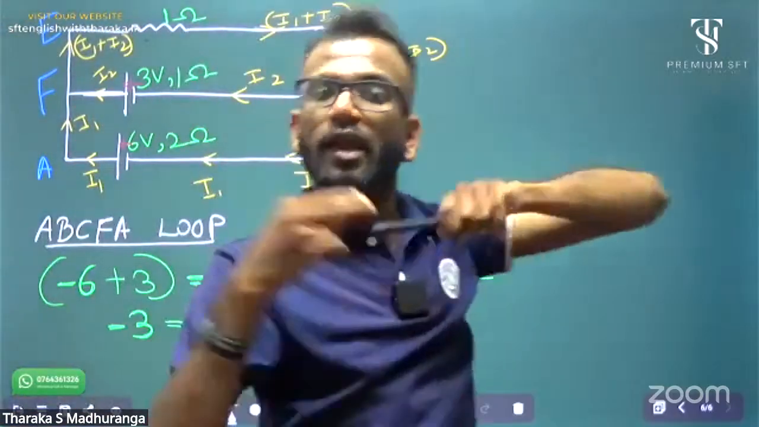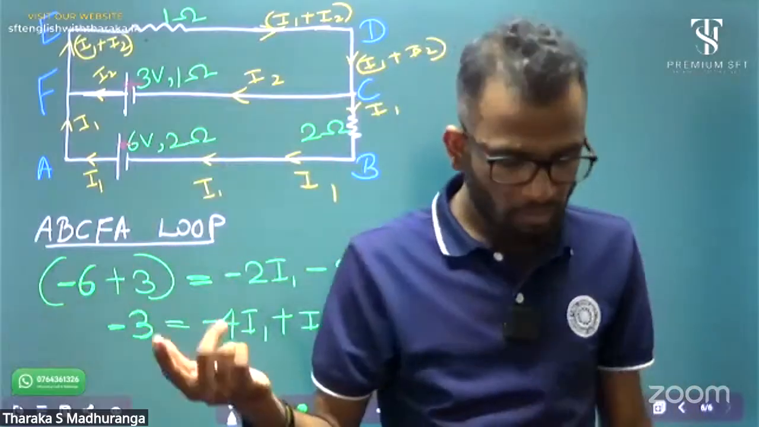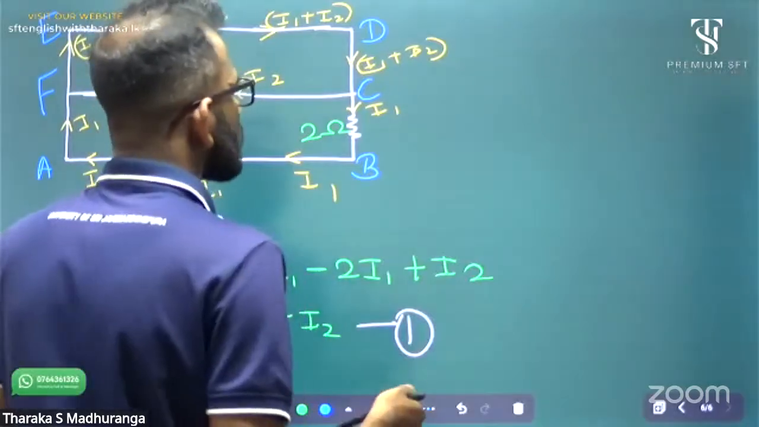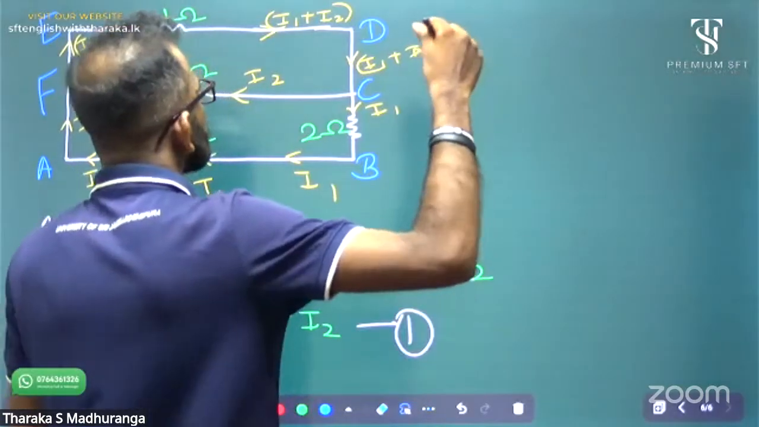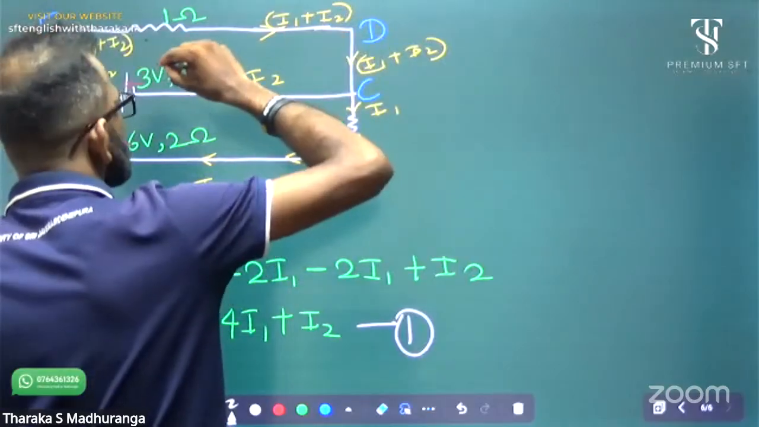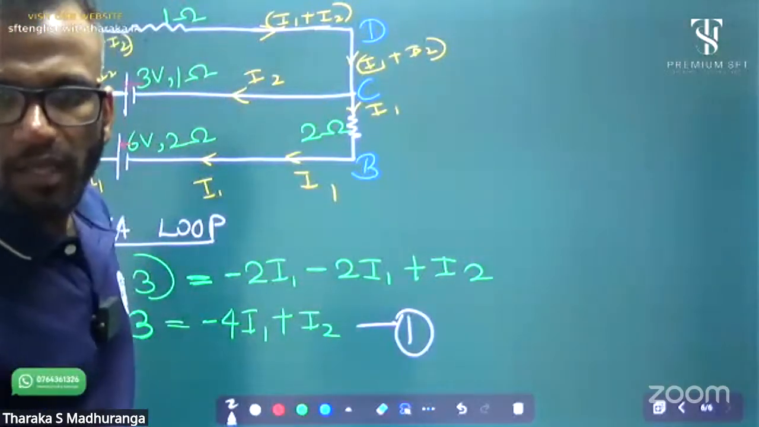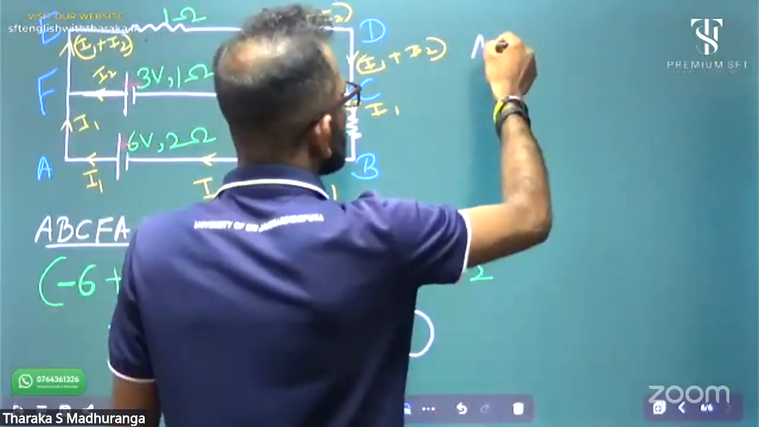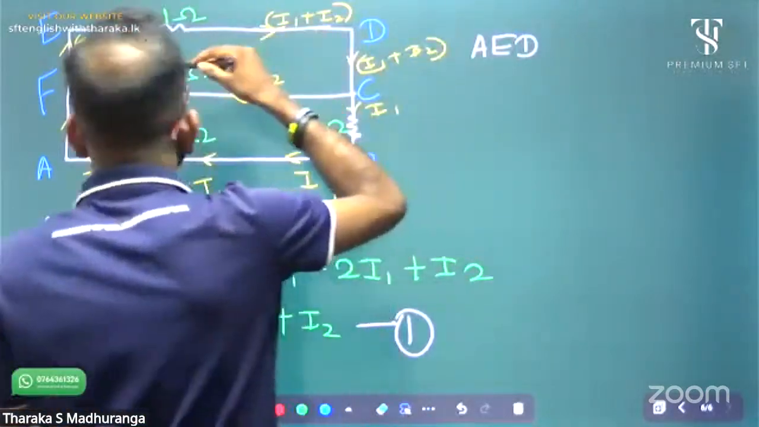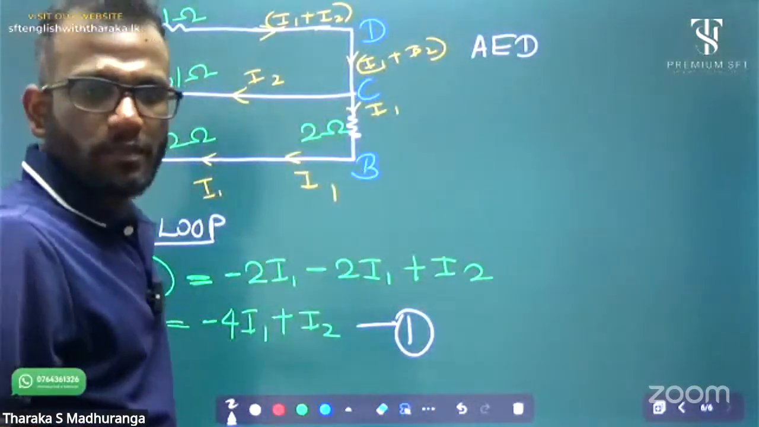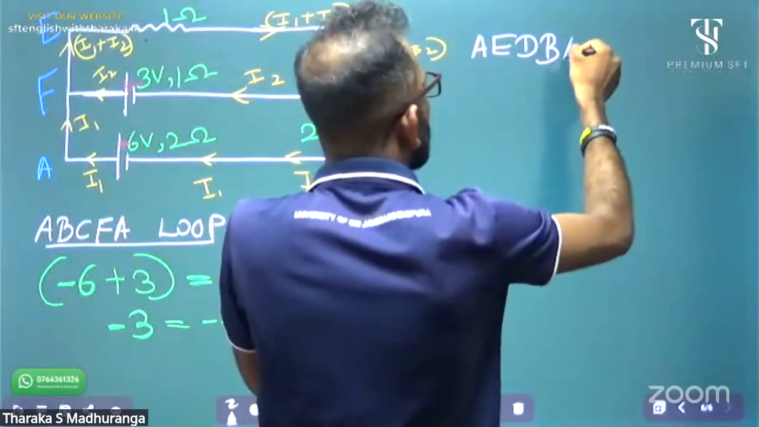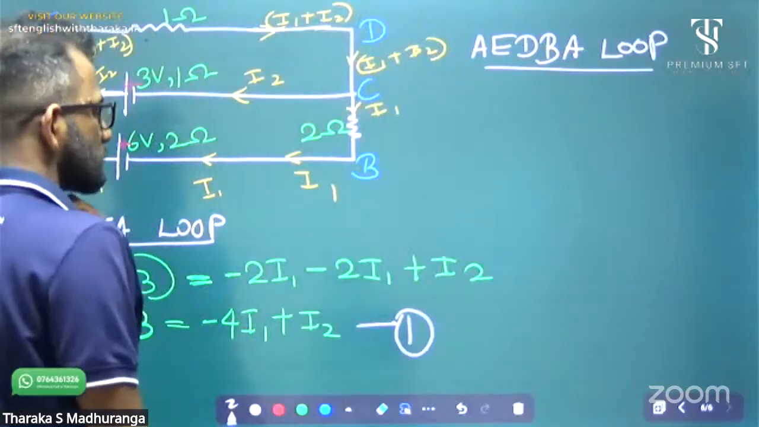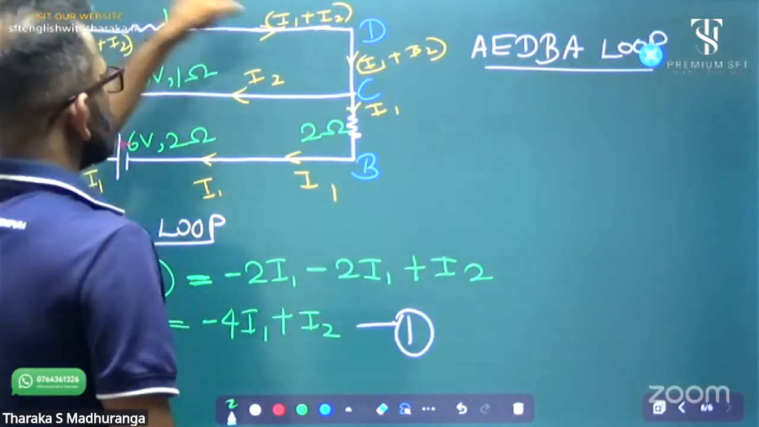We have two unknown currents, I1 and I2. Therefore, my requirement is only two equations, so taking two loops is enough. Now I am going to apply Kirchhoff's second law to A, E, D, B, A. Let me complete the full loop, the full circuit.